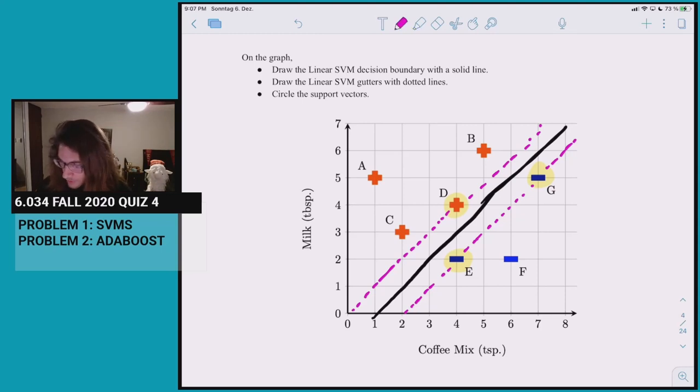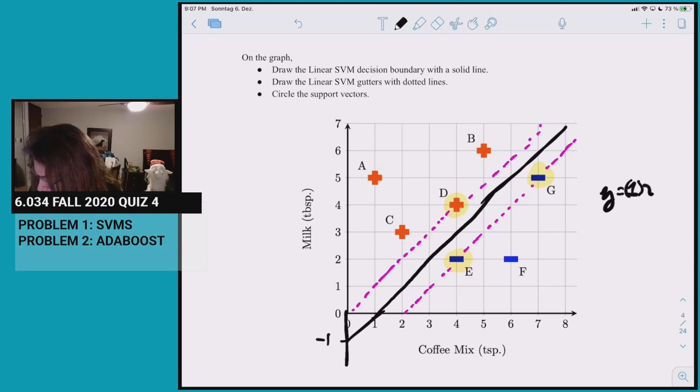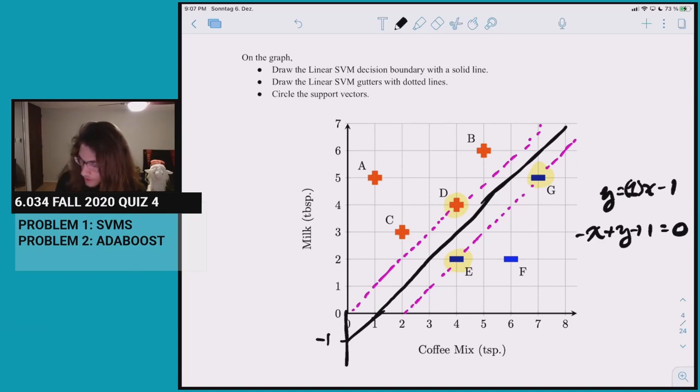While I have the graph, as I mentioned, I'm going to go ahead and start writing down the equation. I see that if I extend this axis a little bit, this would be -1. So that's a y-intercept. And the slope is 1 as well, so this is 1 times x minus 1, or in other terms, negative x plus y plus 1 is equal to 0. And this is actually going to be convenient in a couple seconds.